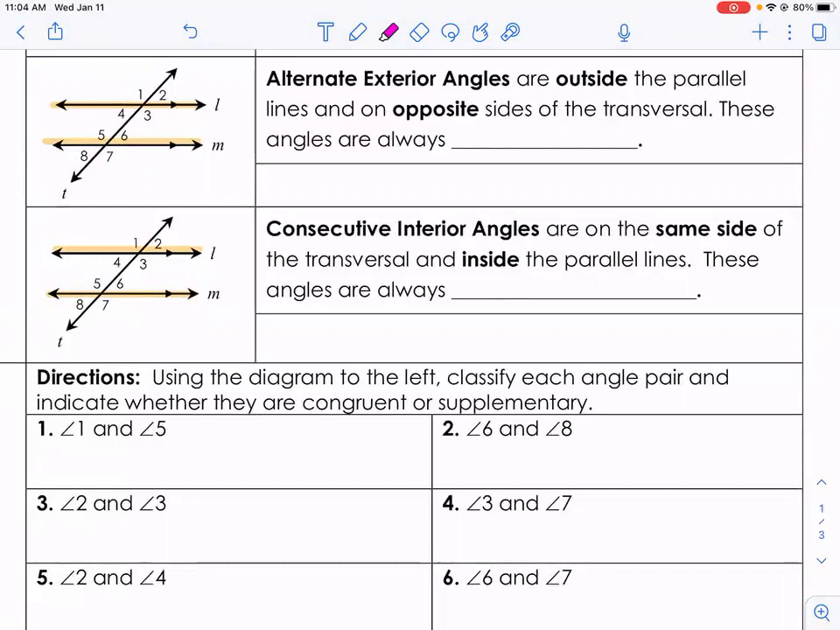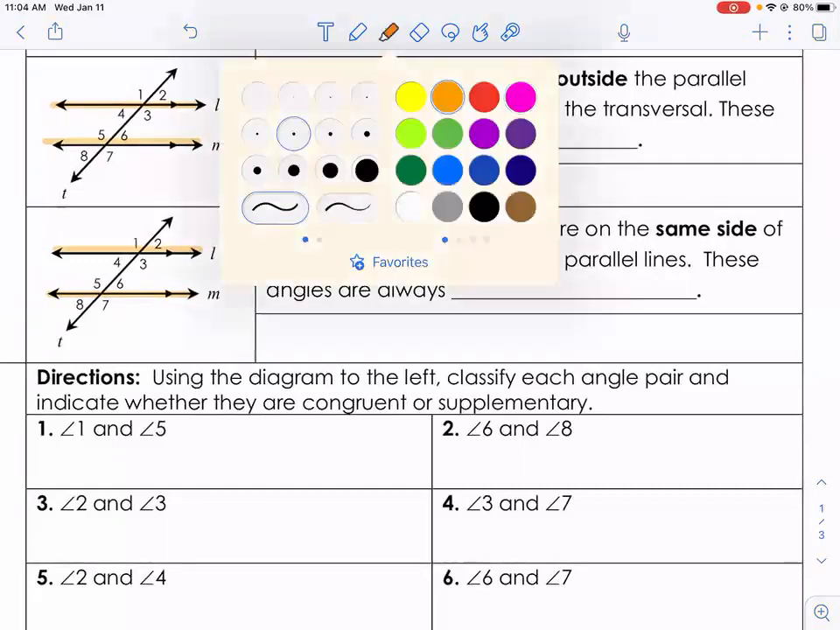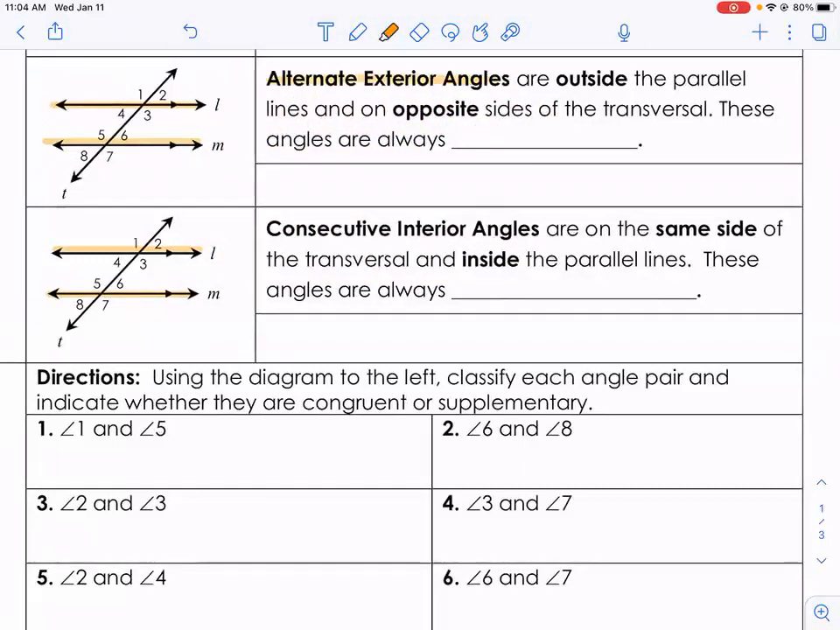Original highlighter. Alternate exterior angles. Okay. Exterior means outside. Our angles are now outside the parallel lines. Alternate still means opposite. We're on the other side of that transversal.